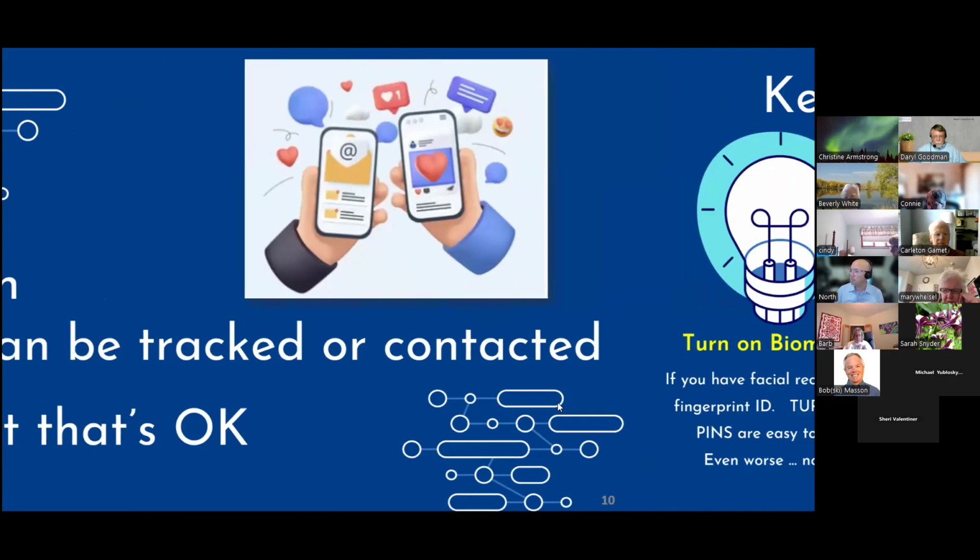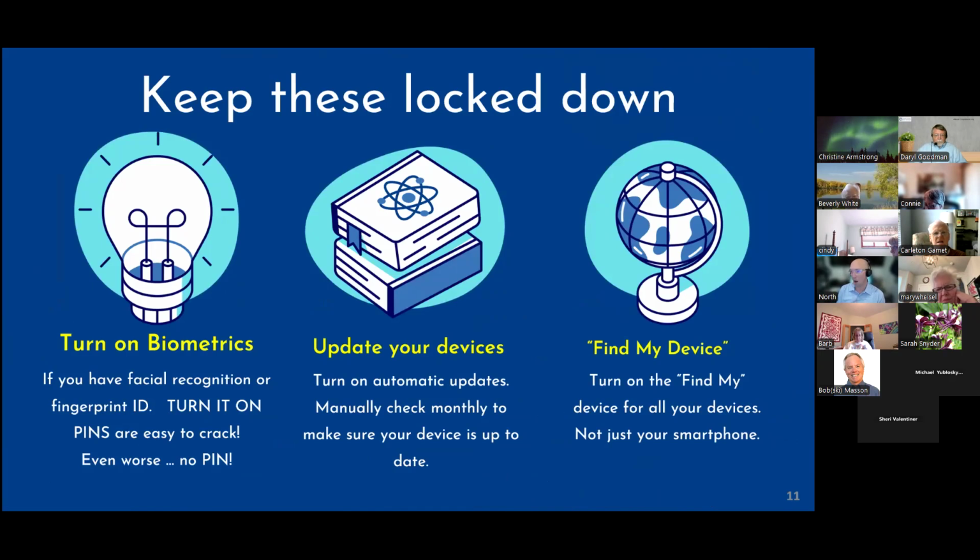So the trick is, we want to keep these locked down. There's three things that you can do with your cell phone, your smartphone, to keep your data, your information safe. First is turn on biometrics. If you have facial ID or fingerprint ID, turn it on, because pins are easy to crack. Pins are usually 4-digit numbers that you can burn through pretty quickly. So if you've got the ability to turn on biometrics, by all means do so, because it's a very strong security feature. Also, number two is you want to keep your device updated as frequently as possible. Now, even when you turn on automatic updates, you're going to want to go and manually check.